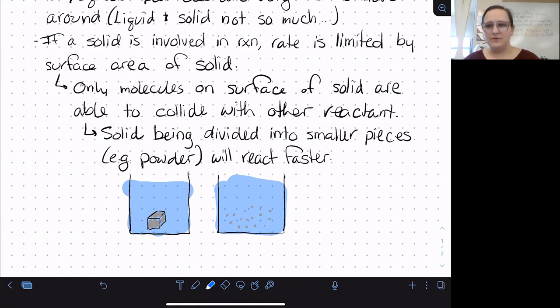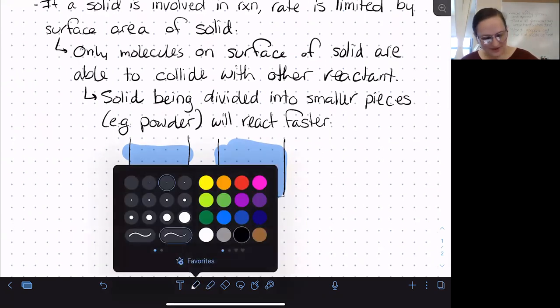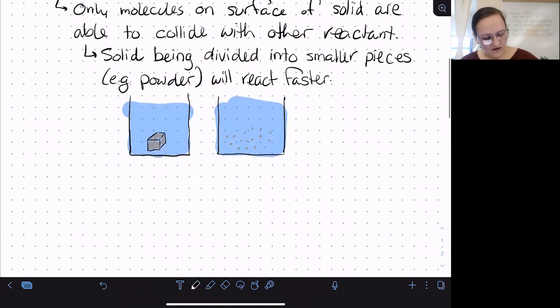So that's why you'll frequently see solids reacting in a powdered form as opposed to one big piece to get a decent rate, unless you want it to go slower, which sometimes you do. Then one big piece would be the way to go.